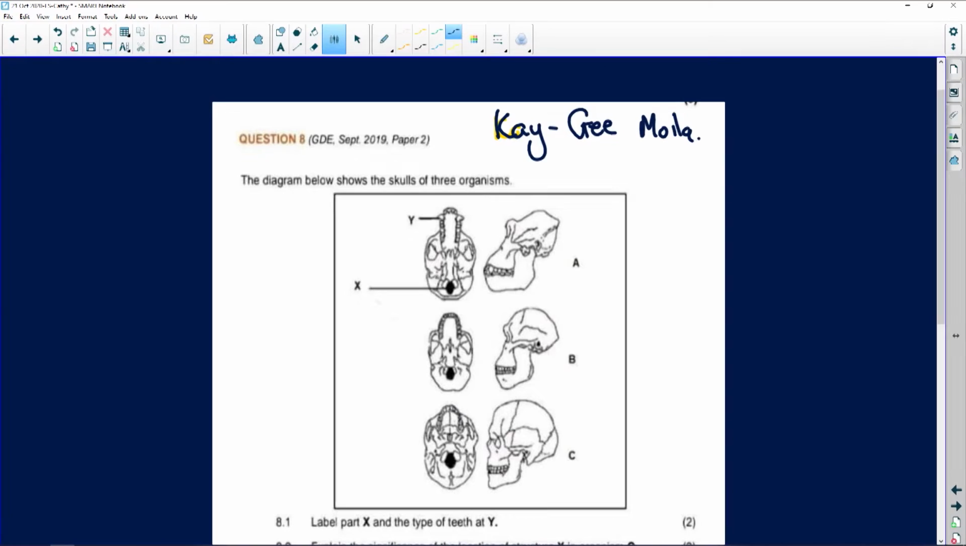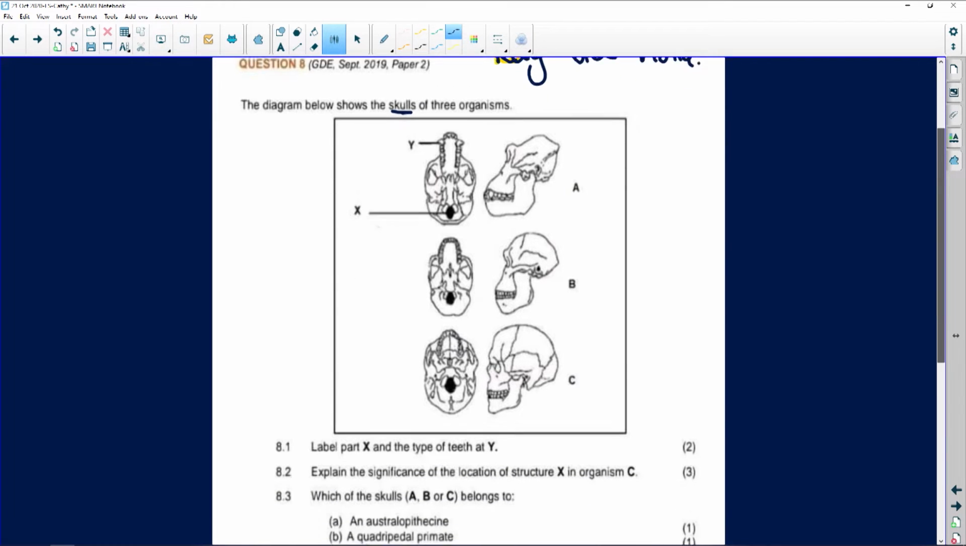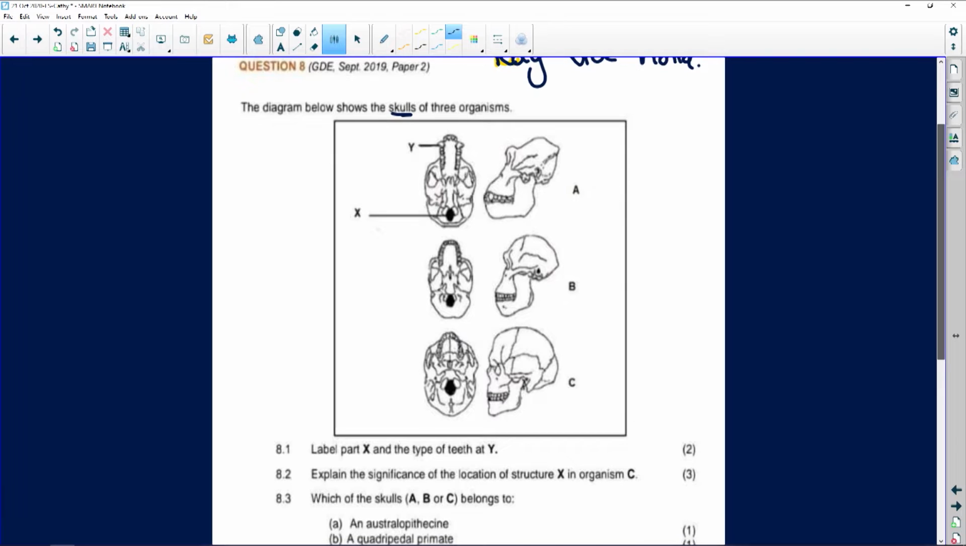Okay, people, here we look at the skulls of 3 organisms. And this is actually a very nice question. Obviously, it comes from the GDE. So here we go. We've got A, we've got B, we've got C. Well, C we know is a human. So it would be a modern human, or you can say Homo sapiens.